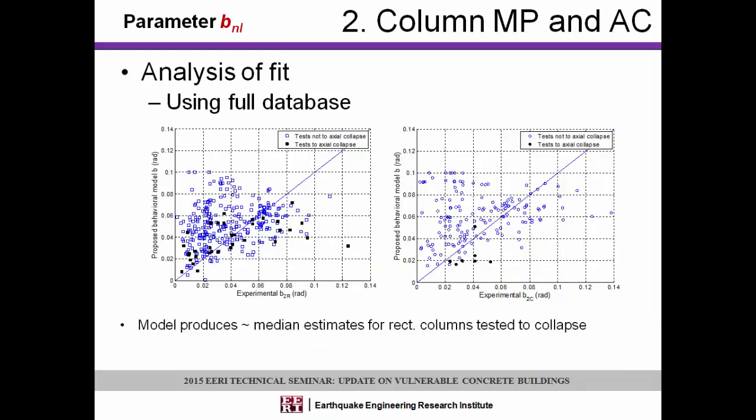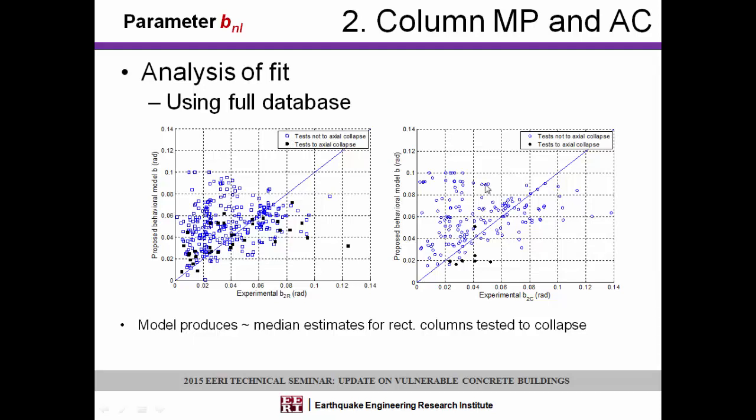If we take it to the big data set and look at the fit, on this side is the conservative estimate, this is unconservative, this is the model's B, and this is the experimental values of B. The black squares are the tests that actually were pushed to collapse, so there's not a lot in our data set, but we can see that the model splits the data roughly in the middle, so it's a median value.